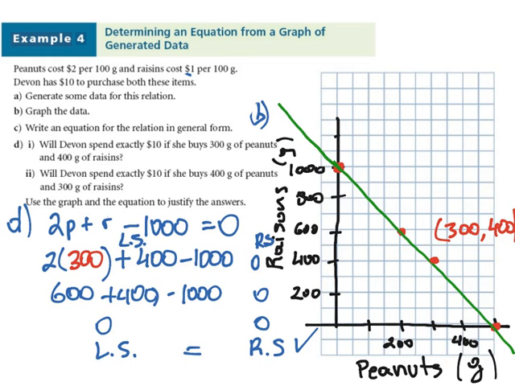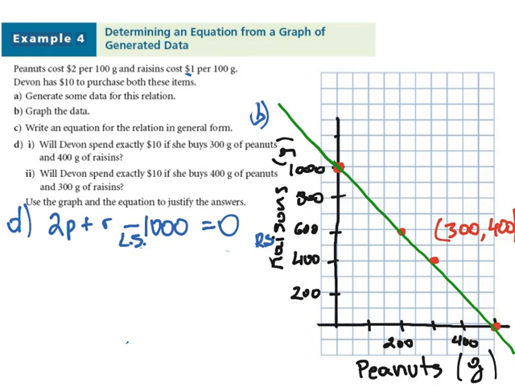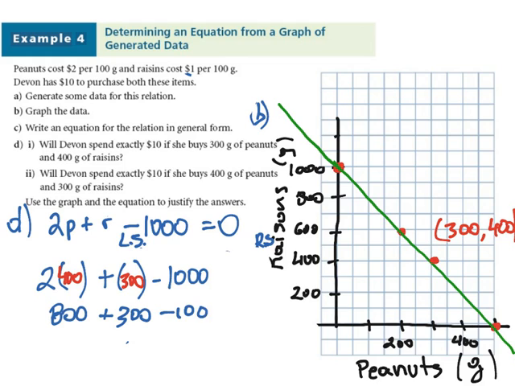What about part II? So in this case, the peanut value is 400 grams and the raisin value is 300 grams. So we'll take those values and put them into our equation, subtract by 1,000, and we'll see if that is equal to 0. So now the peanut is 400, the raisin is 300, so 2 times 400 is 800, plus 300 minus 1,000, that is equivalent to 100. It does not equal 0.